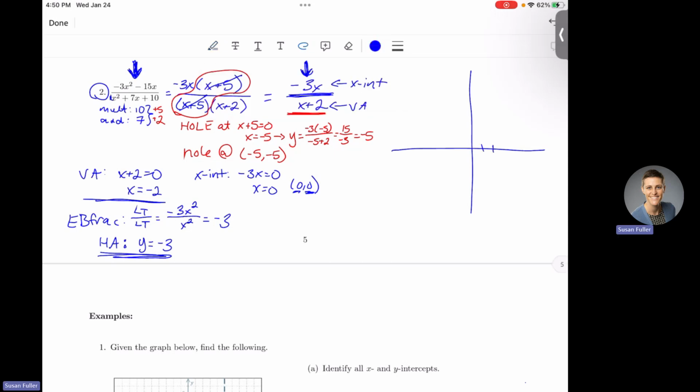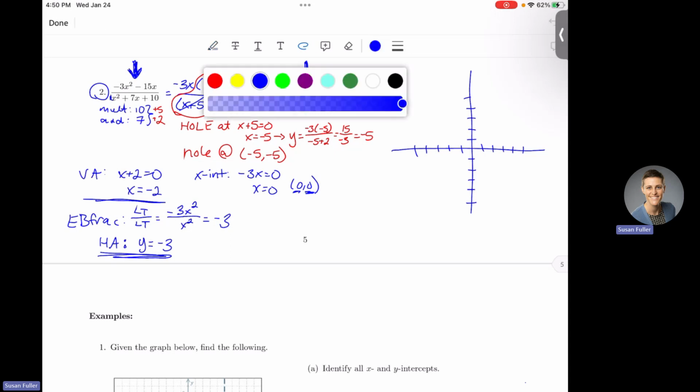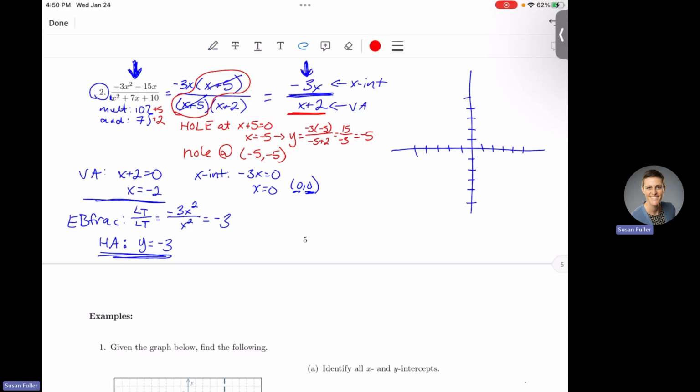I'm just going to put some lines on here, just to get something to start with. Okay, now let's put our asymptotes on there. I've got a vertical asymptote at x equals negative 2. So there's my vertical asymptote. I have a horizontal asymptote at y equals negative 3. So there is my horizontal asymptote at y equals negative 3.